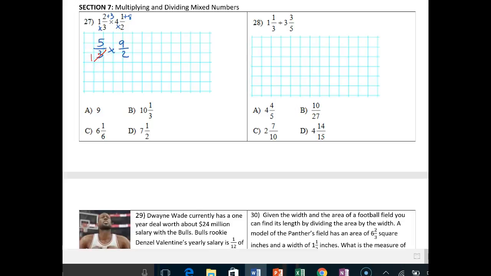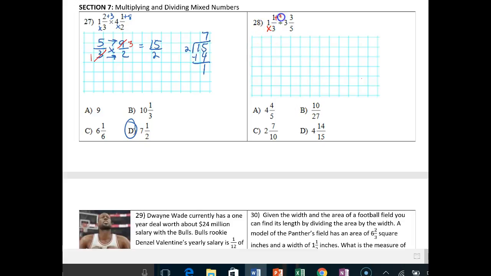This becomes a 1 because 3 divided by 3 is 1. 9 divided by 3 is 3. Multiply straight across. I'll get 15 over 2. 2 goes into 15 7 times, because that's 14 with 1 left over. That's how you get 7 1/2. Again, the key thing here is changing them to improper fractions, then flipping, and then trying to multiply.